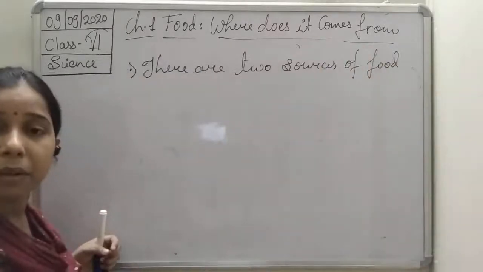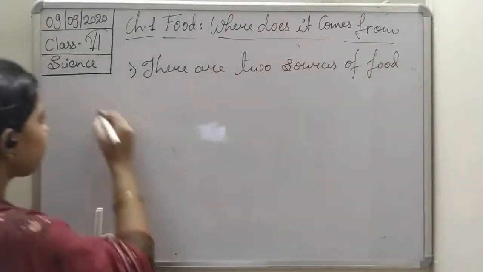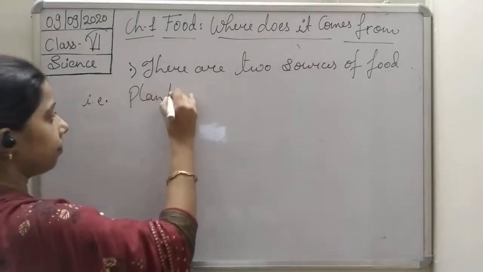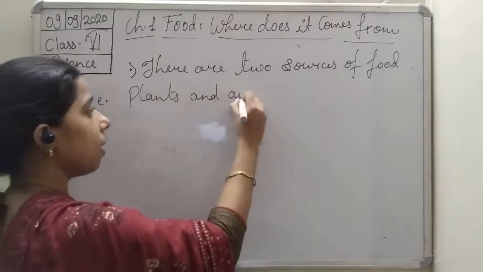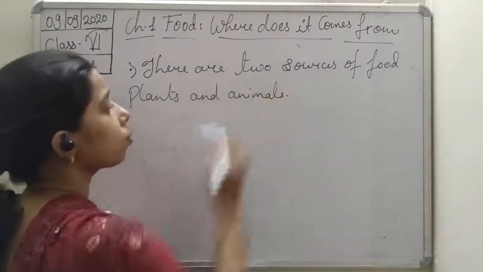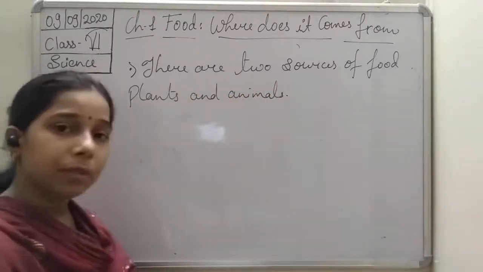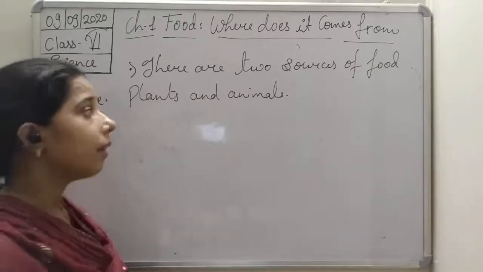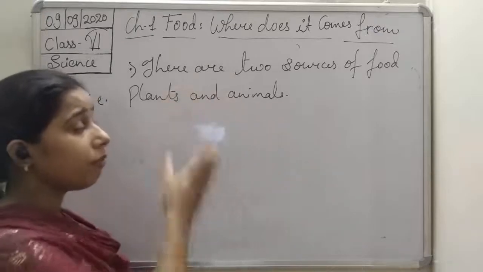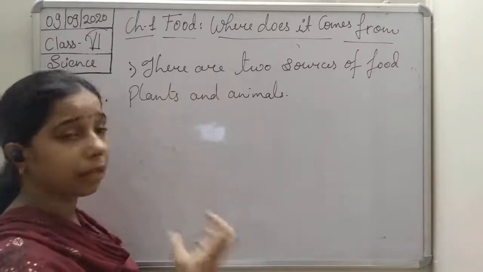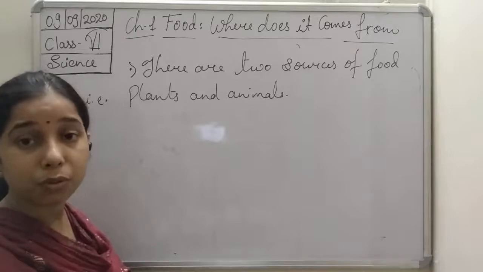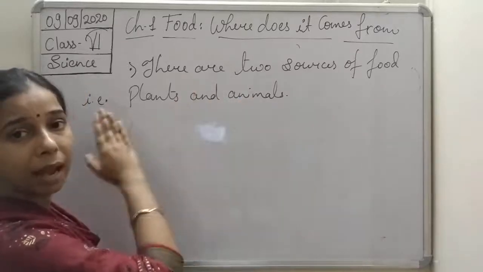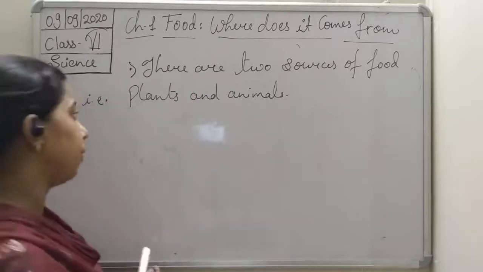That is plants and animals. And if we see the second one, students, although animals are also a source of food, if you compare both of them, you find that although we get a lot of things from the animals also, it is the animal that also depends on the plant for its food. Okay, so we can write it.